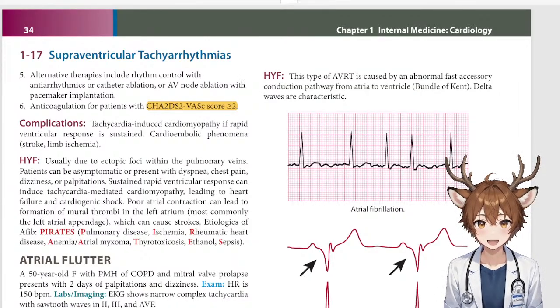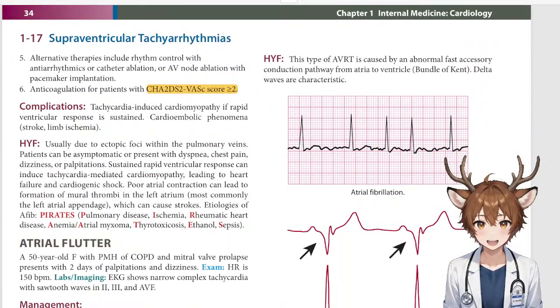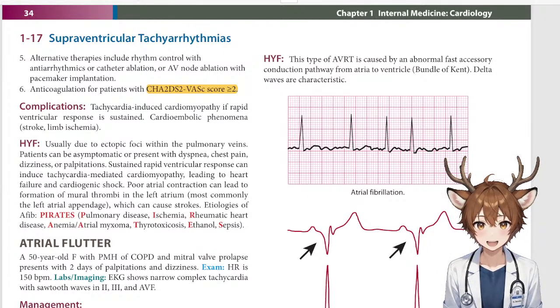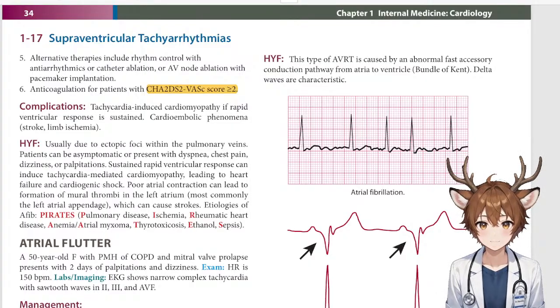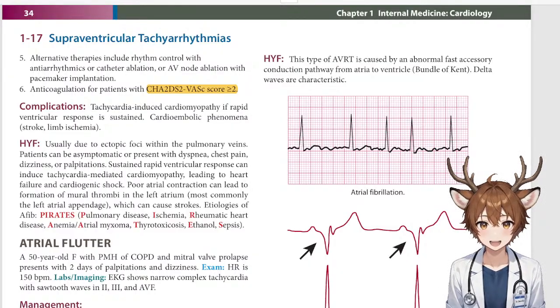High-yield facts about AFib. Usually due to ectopic foci within the pulmonary veins, patients can be asymptomatic or present with dyspnea, chest pain, dizziness, or palpitations. Sustained rapid ventricular response can induce tachycardia-mediated cardiomyopathy, leading to heart failure and cardiogenic shock.